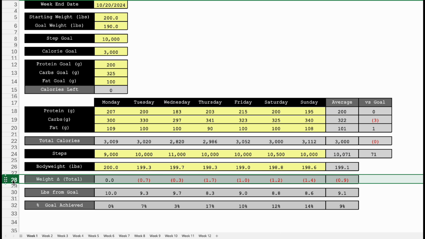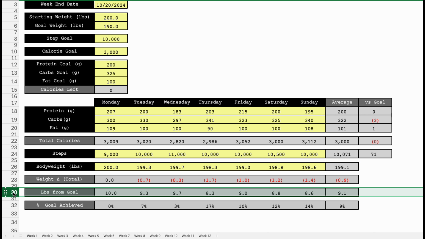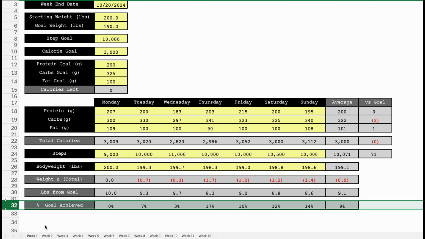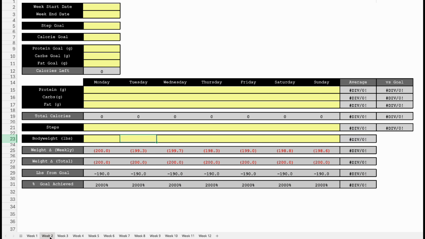Then we have some metrics down here. This will show how much weight you've gained or lost over the course of the entire diet as of each individual day. And then we have how many pounds away you are from achieving your goal and the percentage of completion towards your desired weight gain or loss. And as the weeks progress, we've added in this weekly weight change metric, which will just take your rolling 7-day weight change. For instance, on Tuesday of week 2, this would take your body weight for that day and compare it to the prior Tuesday.